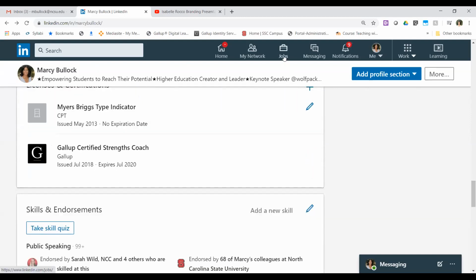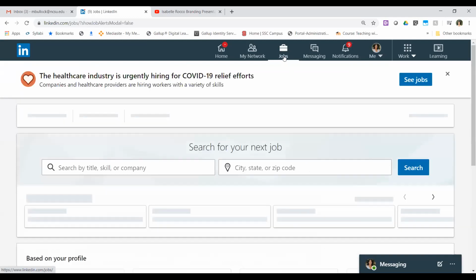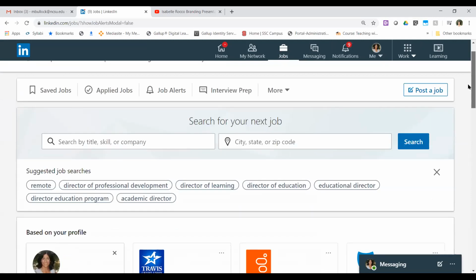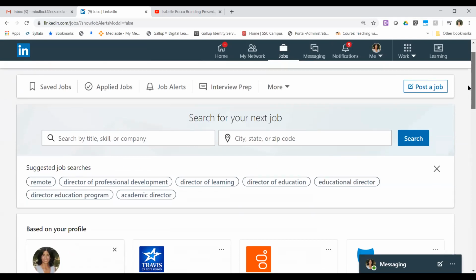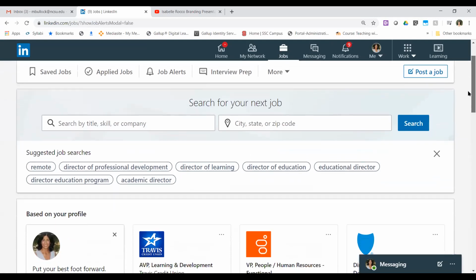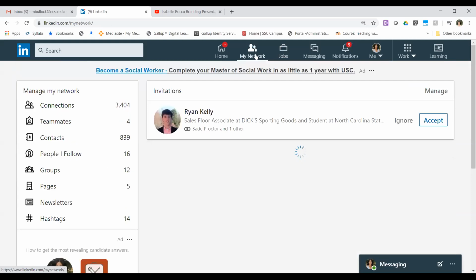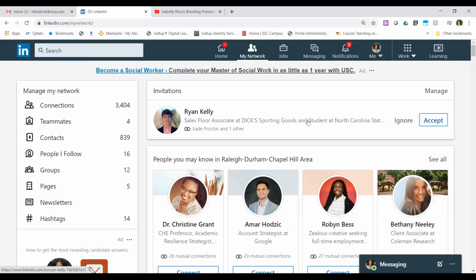So this is where I would go to the jobs function if I was wanting to make sure that I wanted to be available. I want to say the kinds of jobs that I want to be available for. I can apply for jobs in here. I can look at interview prep in here. All of this is listed under the jobs section. Under my network, I can also see the number of connections I have in here, and I can see if someone has asked to connect with me.